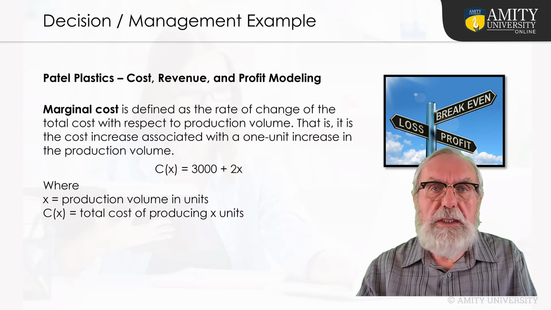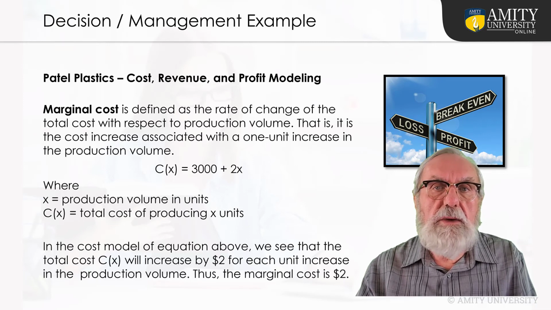Marginal cost analysis. Marginal cost is defined as the rate of change of the total cost with respect to the production volume. That is, the cost increase associated with a 1-unit increase in production volume. So we have our cost formula: C(x), the cost of the number of units produced, equals 3,000 plus 2 times the number of units. In the cost model equation above, we see that the total cost C(x) will increase by $2 for each unit of increase in the production volume. So the marginal cost is $2.